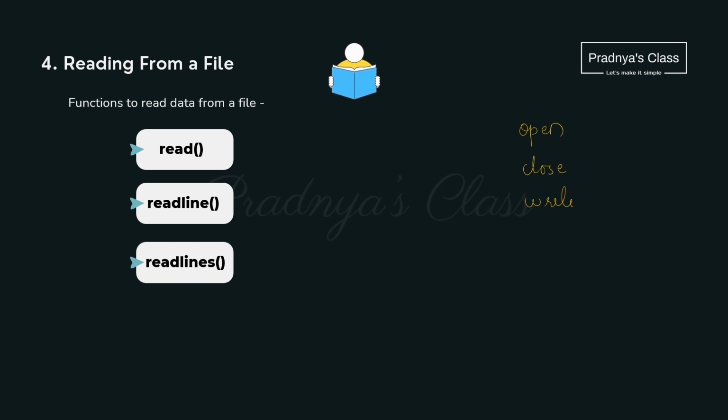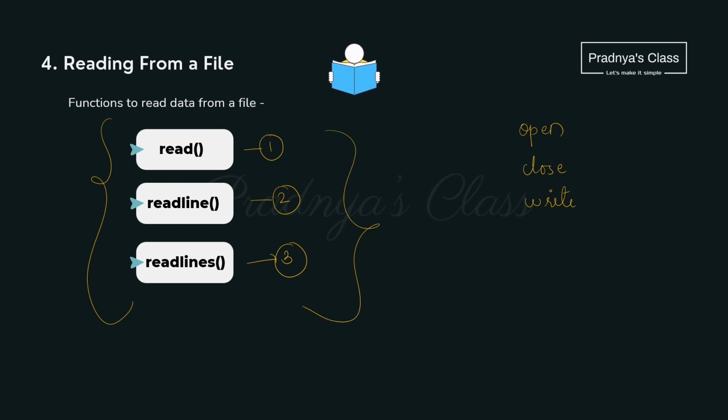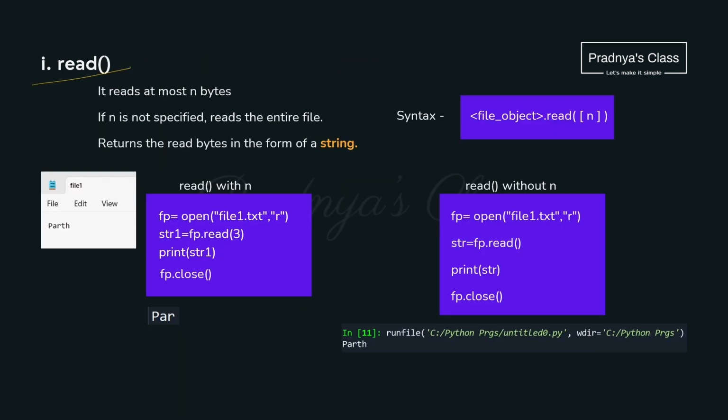We studied how to open the file, how to close the file, and how to write data to the file. Now we have to read the content of the text file. For that, we have 3 functions. The first is read, the second one is readline, and the third one is readlines. Let's try to understand all these 3 functions in detail. The first is the read function. With the read function, we can specify how many bytes we need to read. Bytes is nothing but characters. How many characters we need to read. If we don't mention, the entire file will get read.